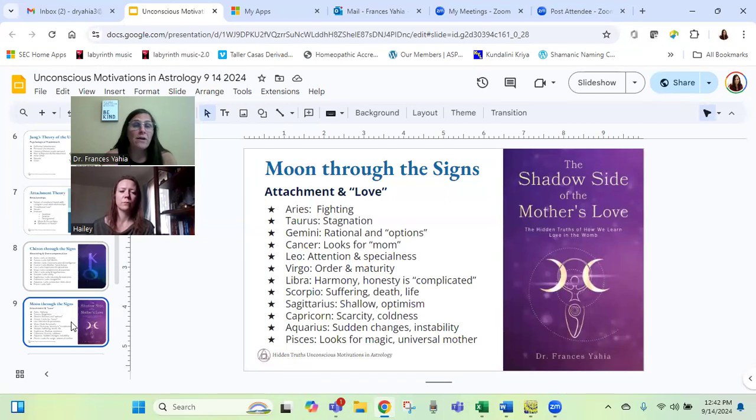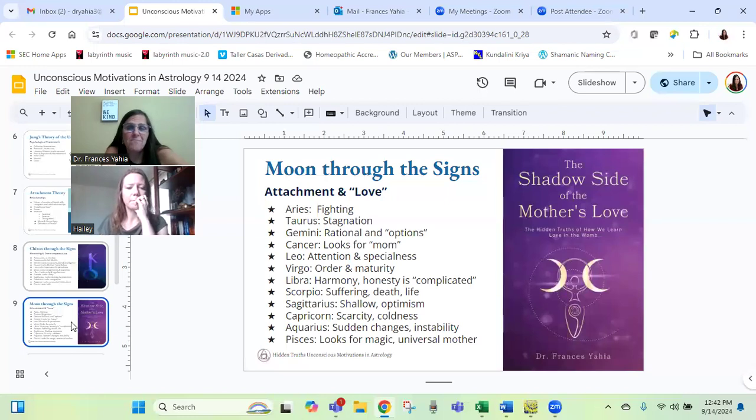Libra moons want harmony, but they live by the adage honesty is complicated, because sometimes you've got to say lies to make things harmonious, right? Scorpio is in a pattern of suffering, life, and death. So they're constantly like that Ouroboros eating its tail. They don't know if they're dying, if they're living. They're the quintessential sort of self-destruct so that they can start something new.